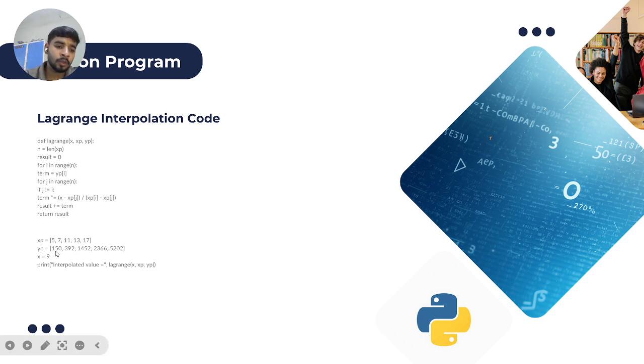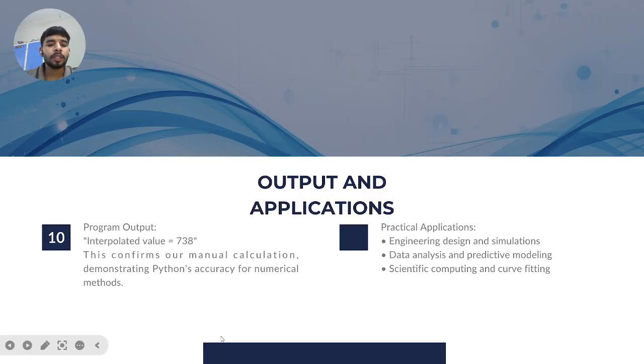Now we define the two lists, which are the function values and the data points, and the value at which we have to find the interpolated value. And now we call the function and print the value. The output of the given program will be 738, which we have calculated in our video also. The practical applications of this method are in engineering design and simulations, data analysis and predictive modeling, scientific computing, and curve fitting.